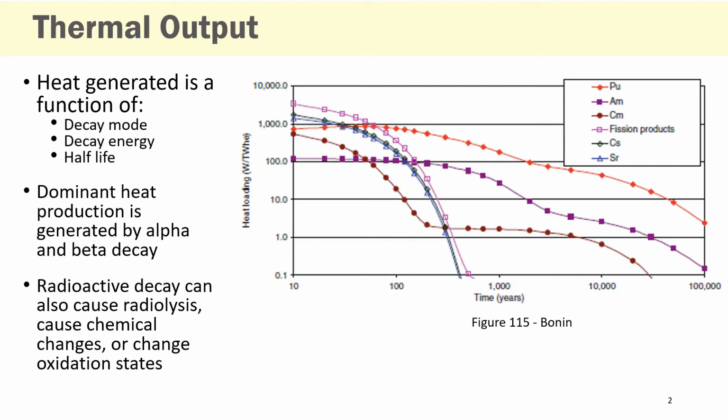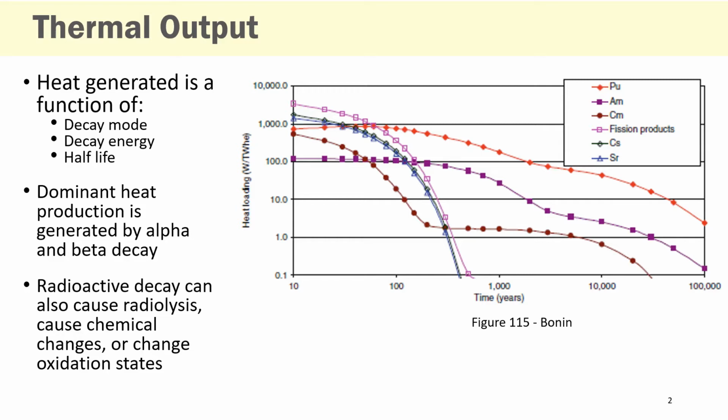Radioactive decay in the material can also cause radiolysis, or the splitting apart of molecules. It can cause chemical changes or change the oxidation states, which will change the actual chemical reactivity of the material itself. If you look at this graph on the right, it's the heat emission contributors for spent uranium oxide fuel that's been cooled for 4 years.